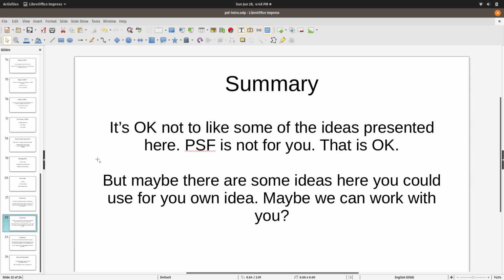It's okay if you don't like some of the ideas presented here, and it's okay if the Permissionless Software Foundation is not for you. That is okay. But this is a new use of SLP tokens. It's a new use of a lot of different technologies. And so maybe there is an idea here that you could use for your own. And if there is, maybe we can work with you. Like I said, a big part of this is going to be consulting. And we are a community, so we are open to ideas and new direction.